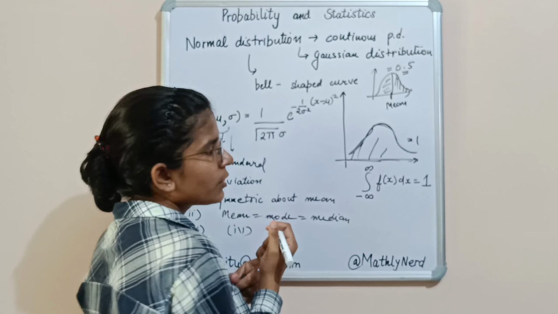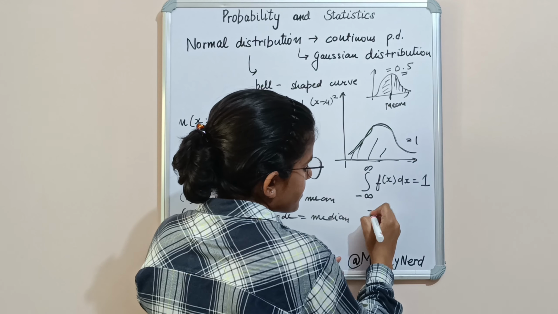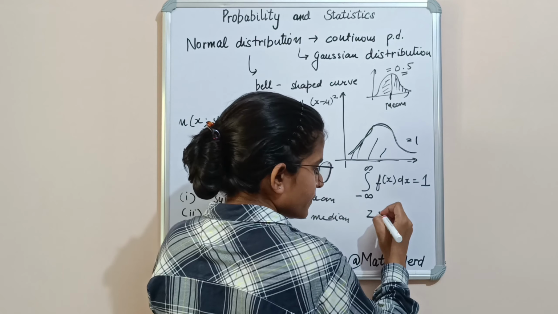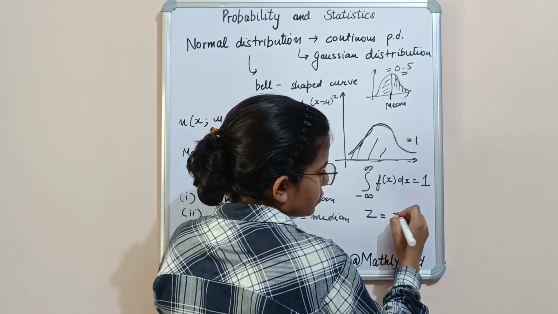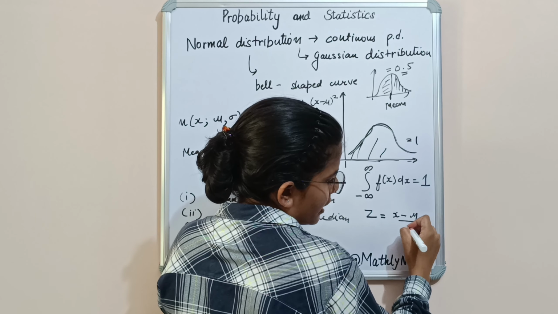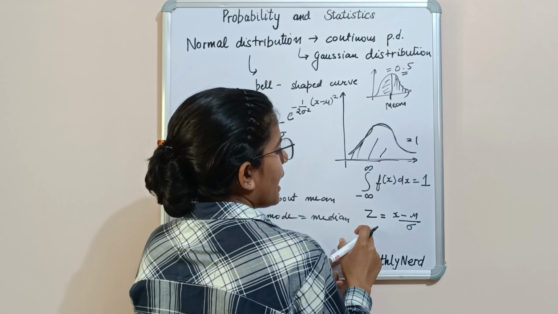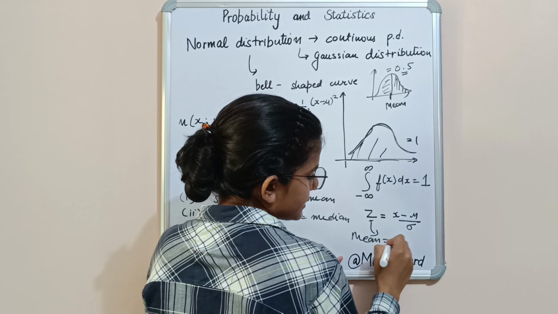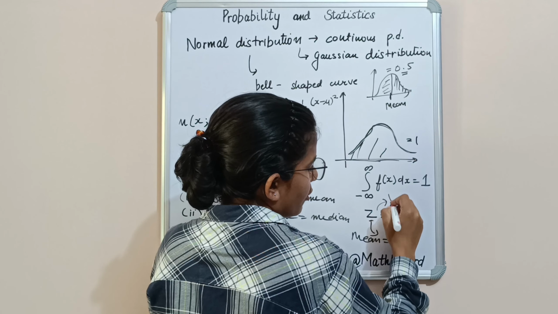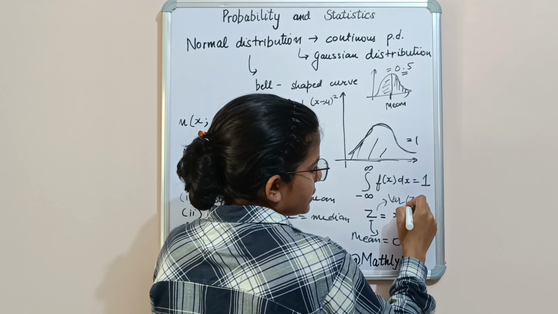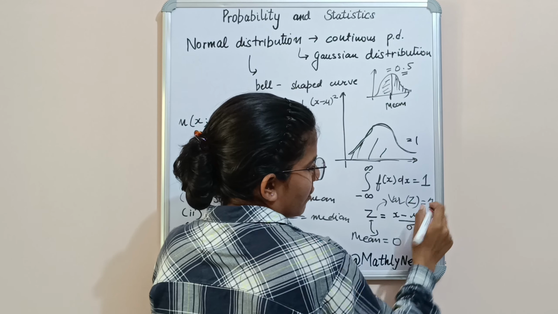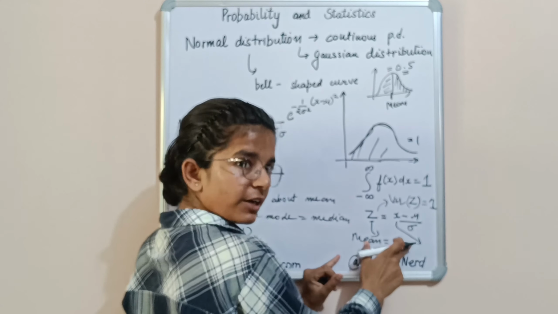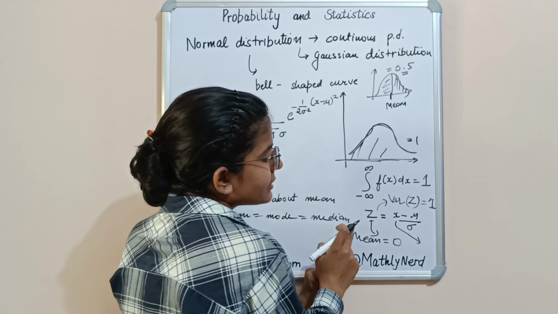Now we have one more variable, that is the standard normal variate or standard normal variable. Capital Z equals small x minus mu by sigma, and the mean of Z is 0 and the variance of Z equals 1. Now, as we know, this x is a normal variable and Z is a standard normal.